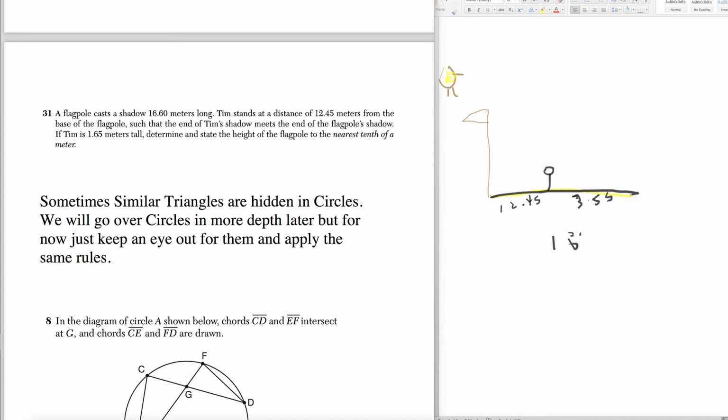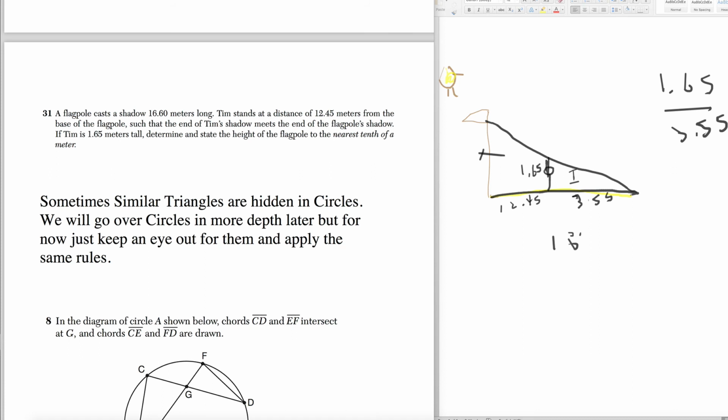Okay, now you have a similar triangle situation with Timmy's head. So they want to know, they said Timmy stands 1.65 meters tall. So now 1.65 is the height of this triangle, triangle 1. So 1.65 is to 3.55 as x is to 16.